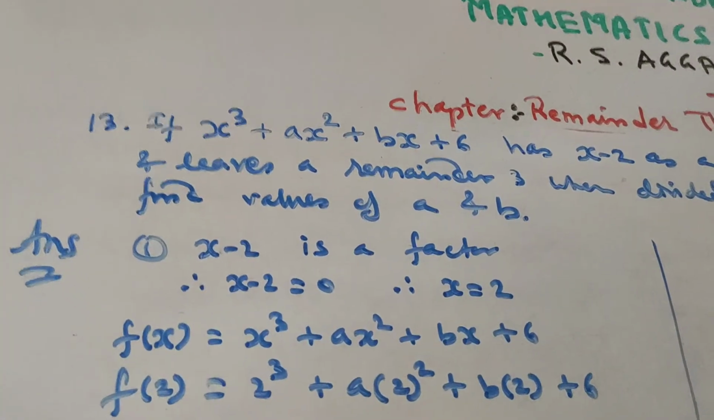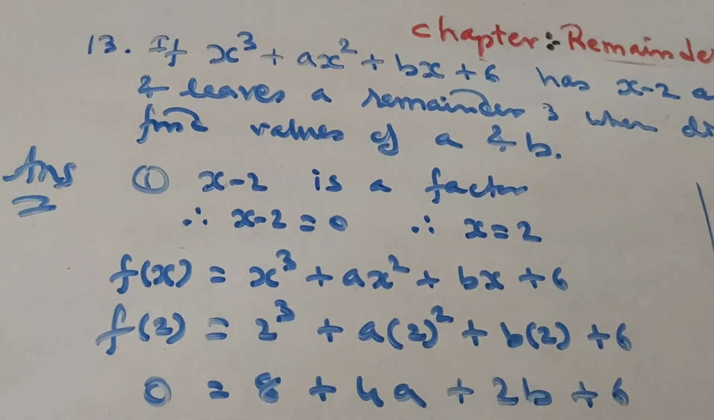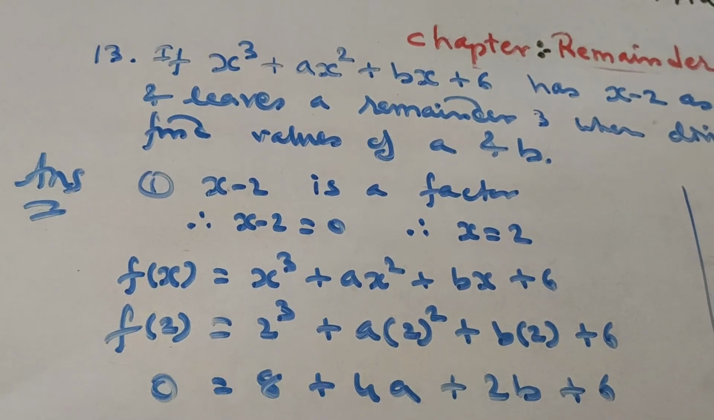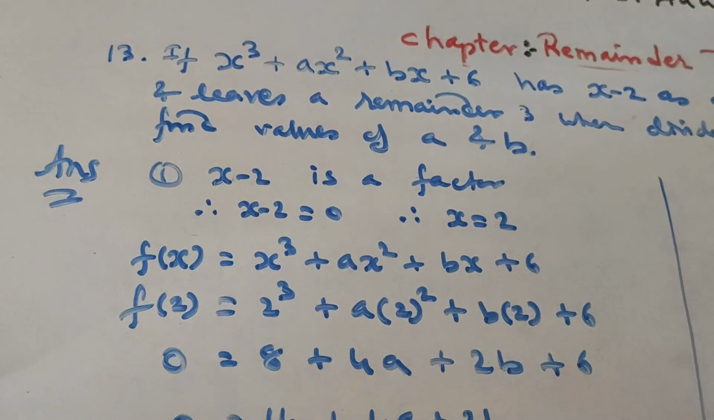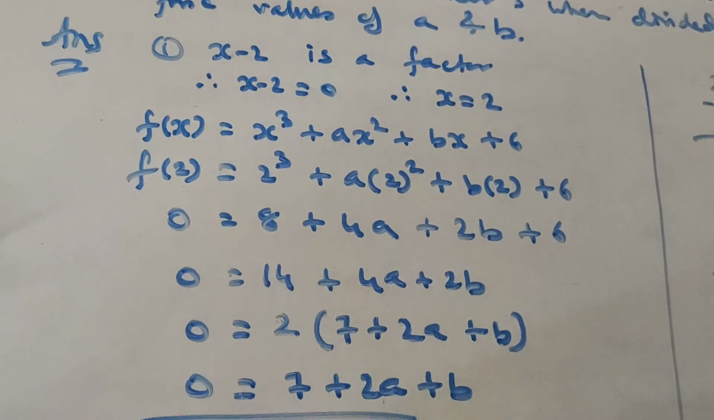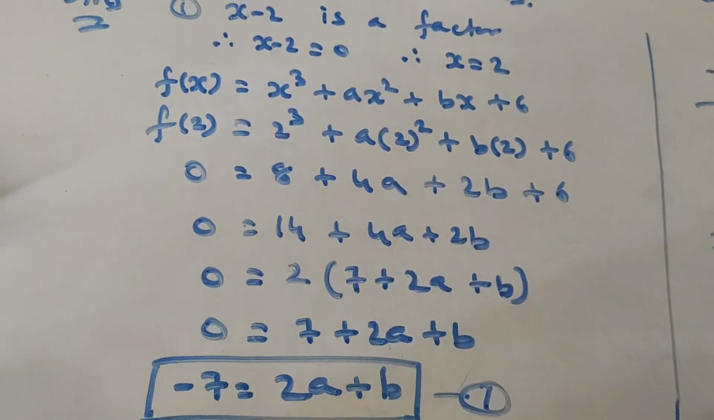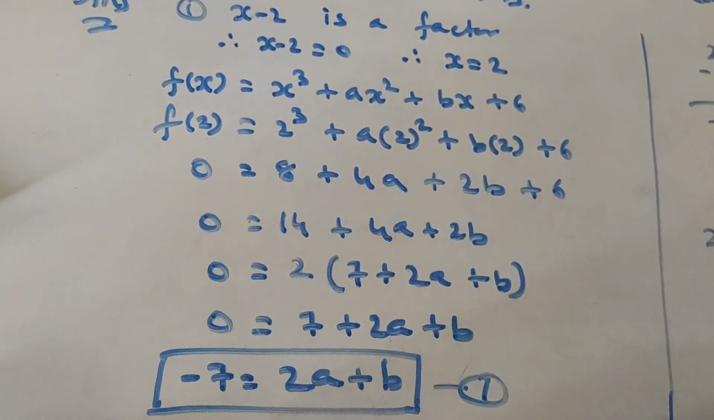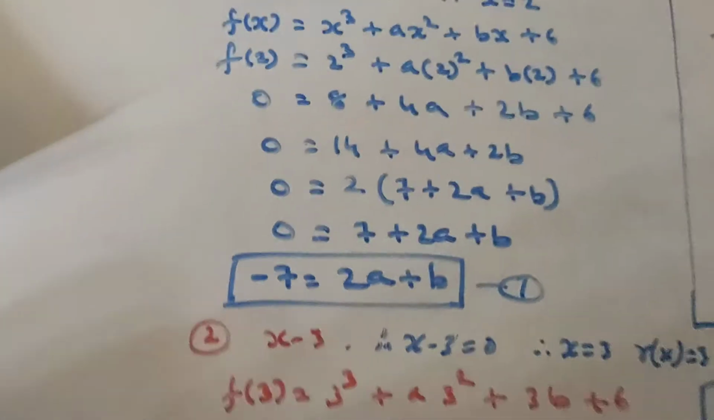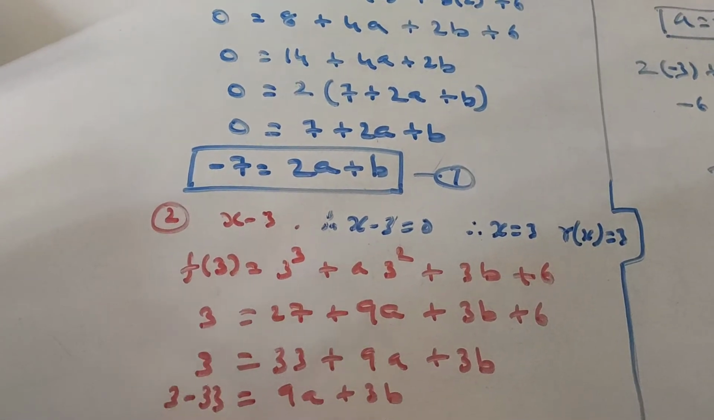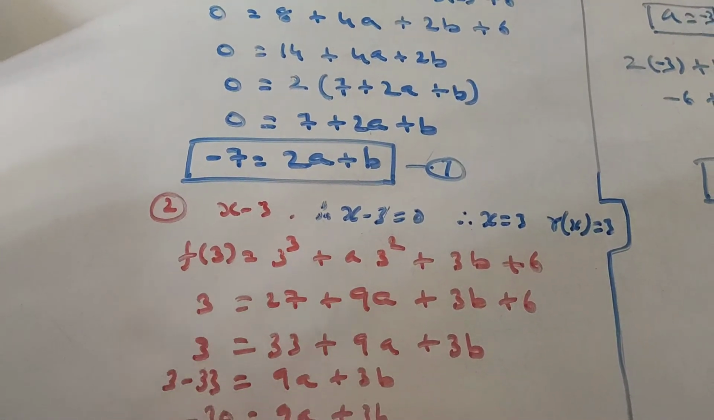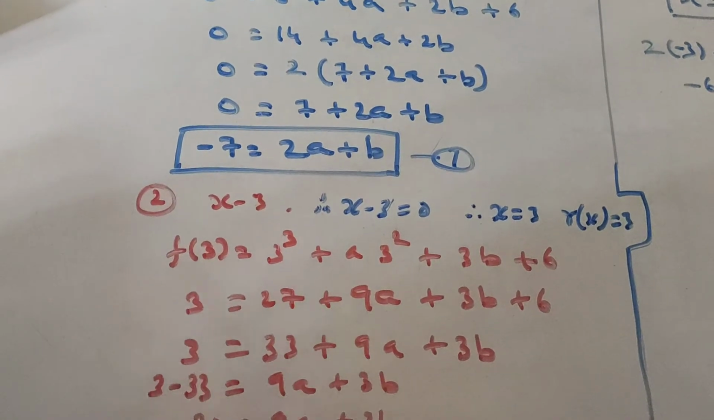So here it comes, first case x minus 2 is a factor, therefore x minus 2 is equal to 0, therefore x is equal to 2. Substituting the value of x as 2 in the polynomial and simplifying it, we get the first equation, minus 7 is equal to 2a plus b, that is equation number 1. Then second case, x minus 3: if it were a factor then the value would be 0, but it is not a factor, it leaves a remainder, that is R(x) equal to 3.